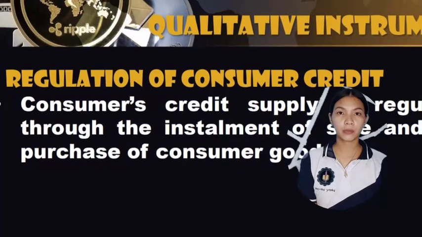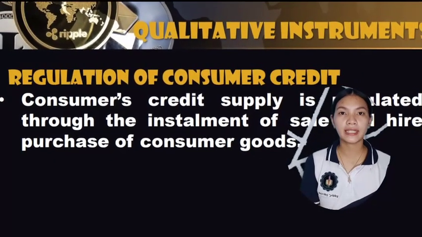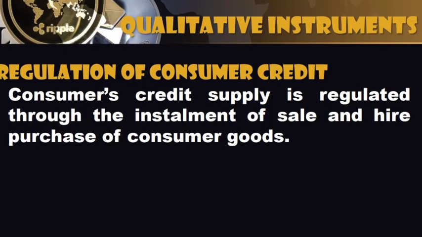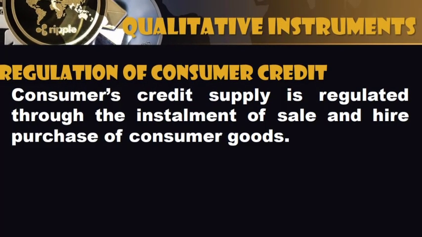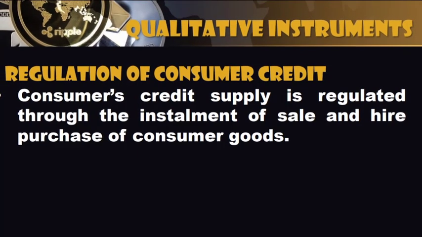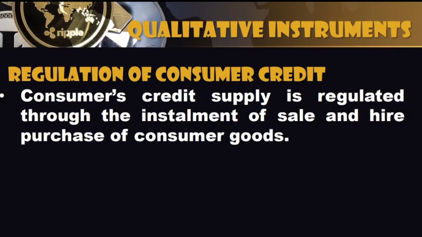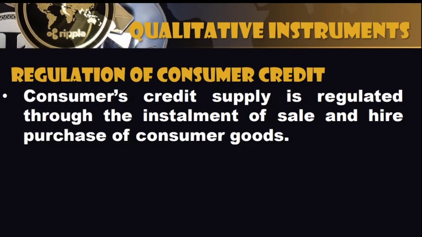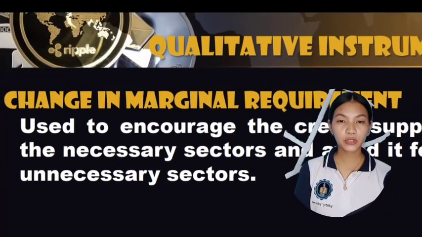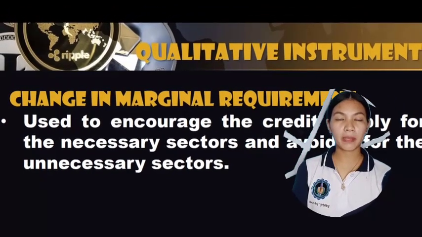The next instrument is the regulation of consumer credit, wherein consumers' credit supply is regulated through the installment sale and hire purchase of consumer goods. Here, the installment amount and down payment are all fixed in advance, which helps to check the credit and inflation in the country. The next instrument is the change in marginal requirement.